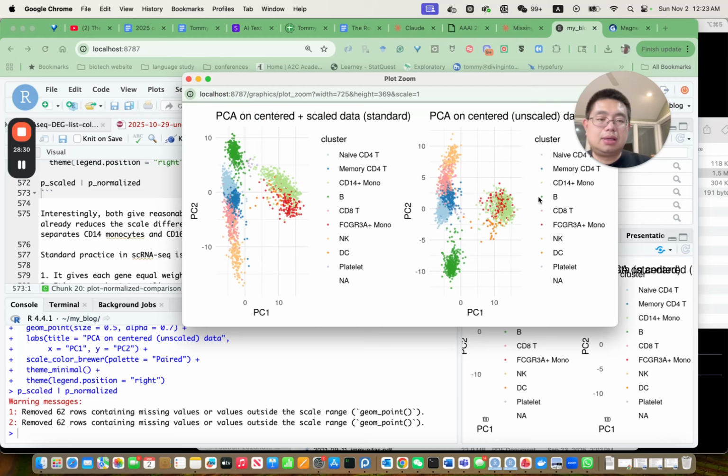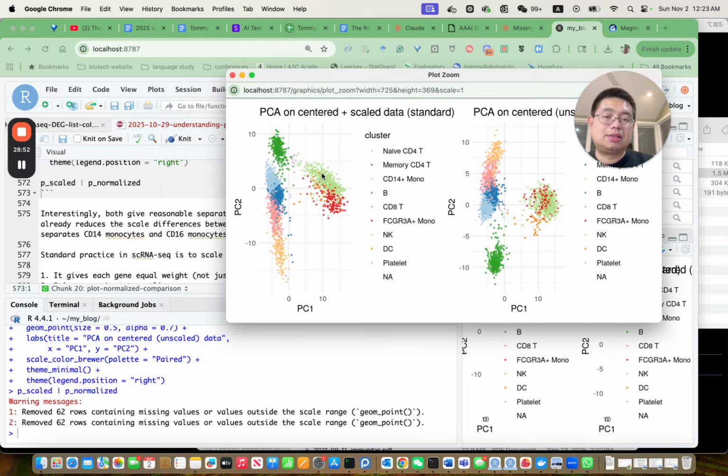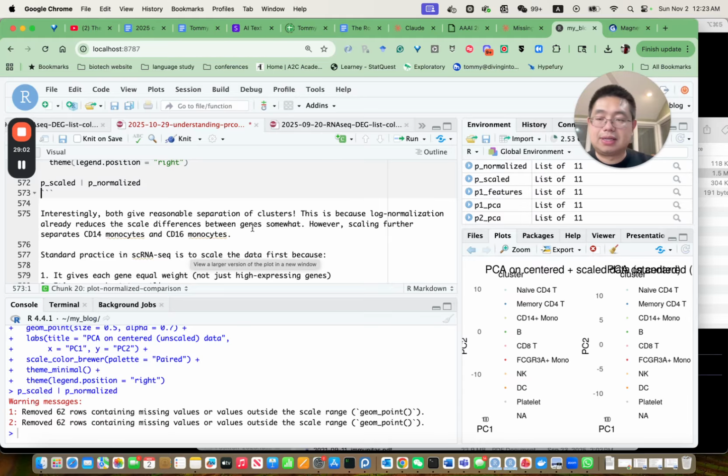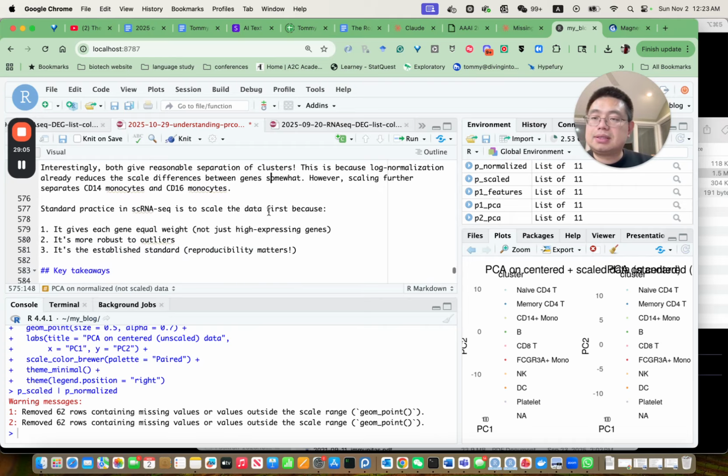If you look at this, if only centered data, it still separates the cell types relatively well. But if you do both centering and scaling, now you can further separate the CD14 and CD16 monocytes, suggesting that centering and scaling can help to separate the cell types, and this is usually good for our data analysis. The standard practice in single-cell RNA sequencing is to scale the data first, because it gives each gene equal weight, and it's also more robust to outliers.